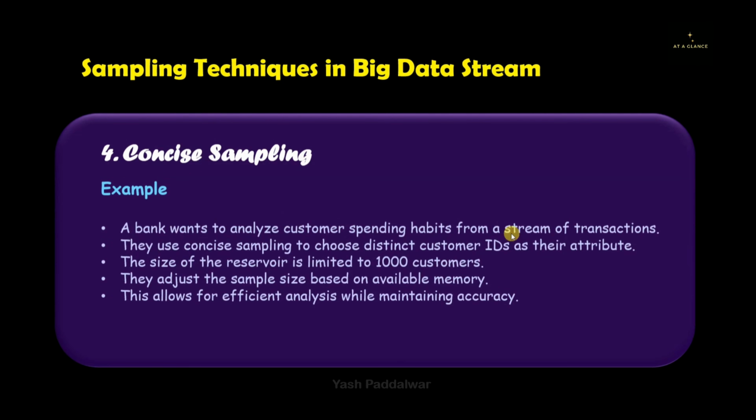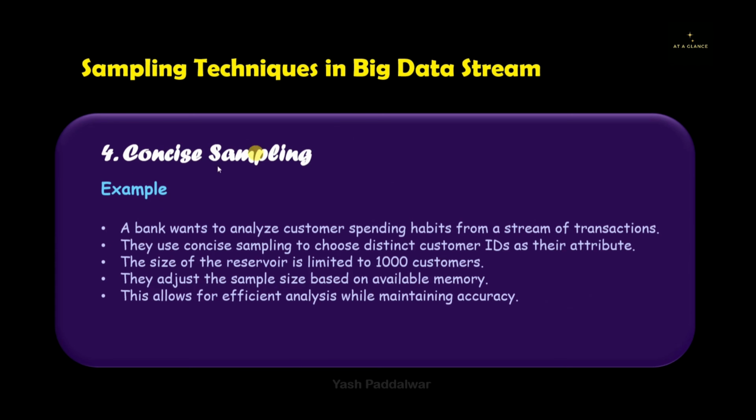Now let's have a look at the example. The example says that a bank wants to analyze customer spending habits from a stream of transactions. The stream will obviously be continuous and huge in size. The bank tries to use this type of concise sampling to choose the distinct customer IDs as their attribute. Now by default it is given that the reservoir can contain only 1000 customer transactions. So we can use the concise sampling technique by adjusting the sample size based on the available memory.